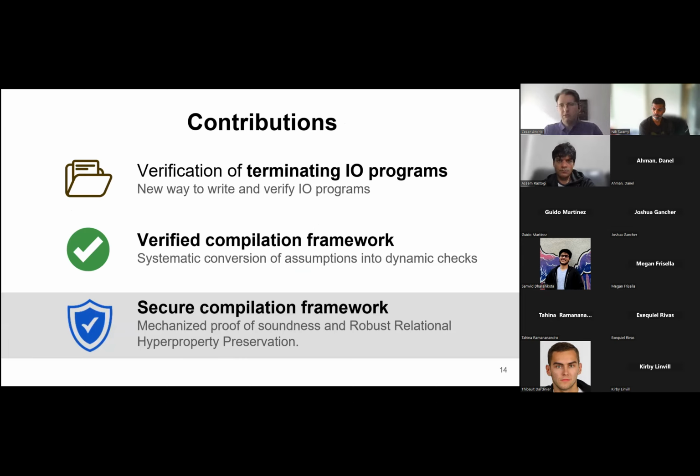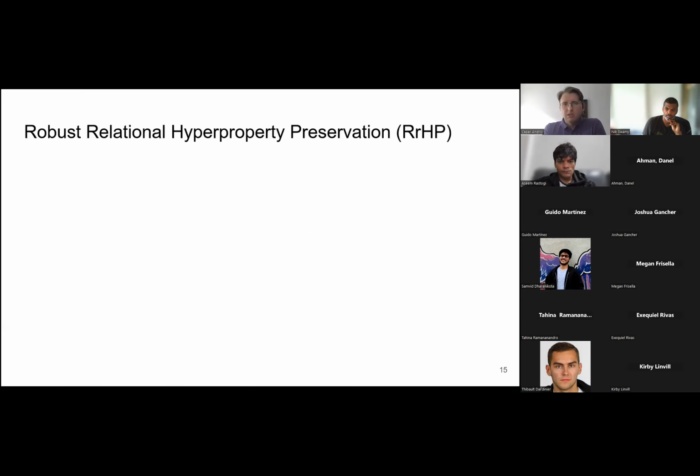About our compilation framework, we prove that it's secure, and we do this in F*. We have a mechanized proof of soundness, and also one of the strongest criteria. In this presentation, I only show the setting where the program uses the unverified code as a library, but we also support the other case, and we prove for both cases that these two theorems hold, soundness and robust relational hyperproperty preservation.